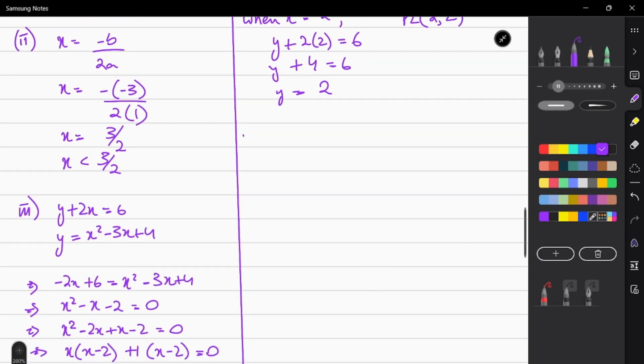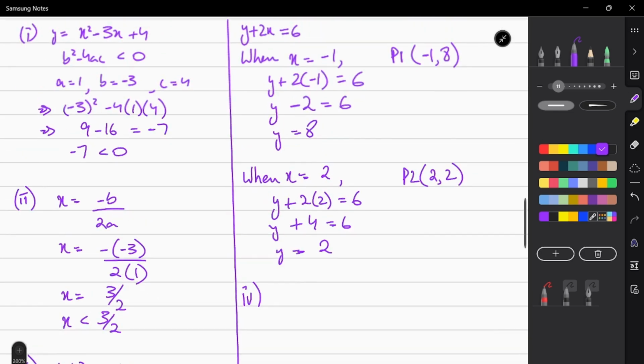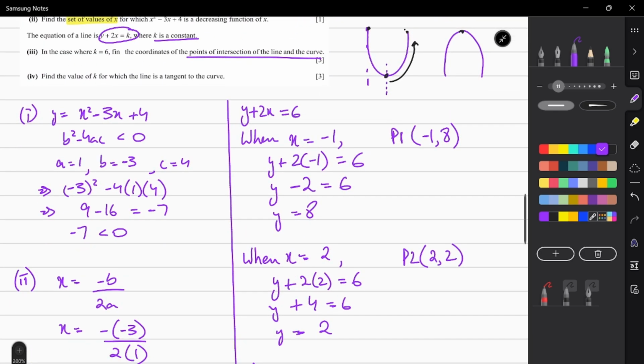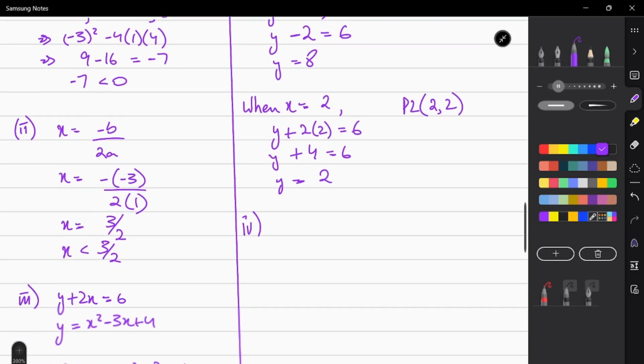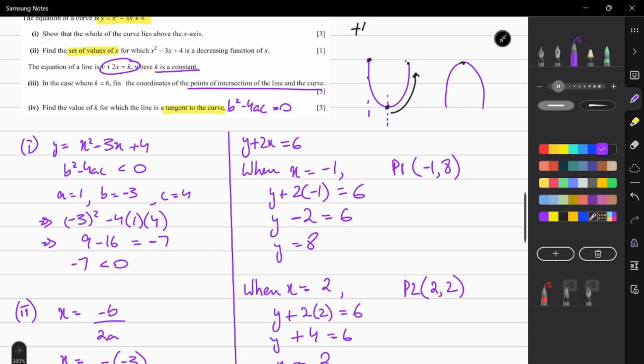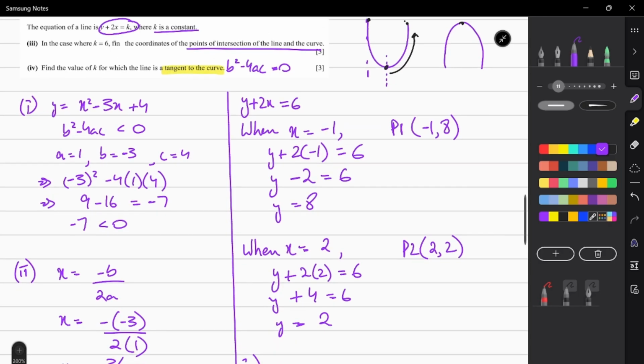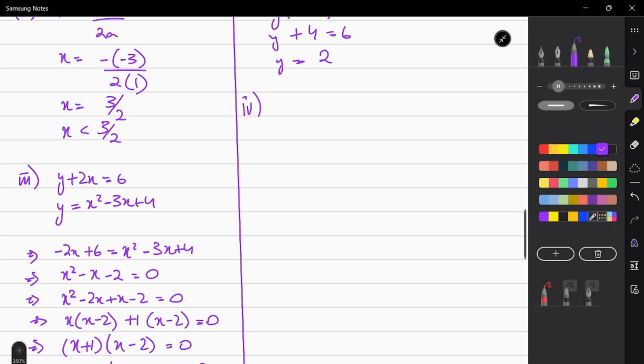With this done, now we have our part 4, which says to find the value of k for which the line is a tangent to the curve, meaning when the discriminant is equal to 0. Let me just write this down. Discriminant is equal to 0. Okay, so in the previous part we were considering k as 6, but in this part we are going to be considering k as an unknown. So we have y plus 2x equals k, and y equals x squared minus 3x plus 4.